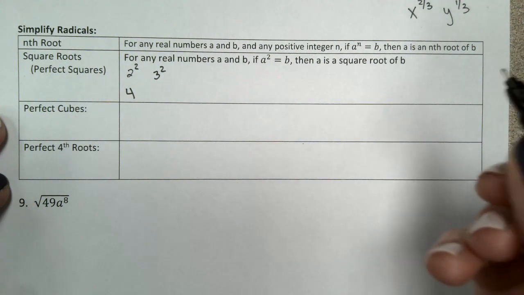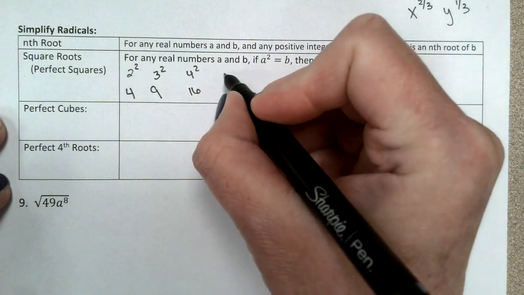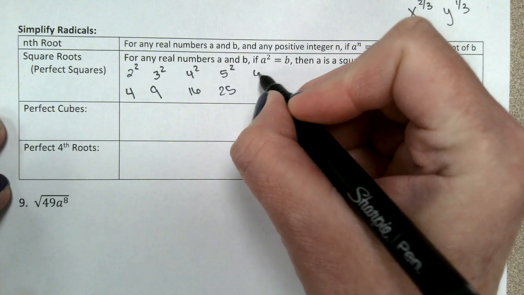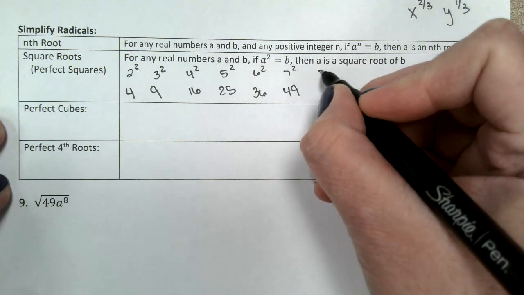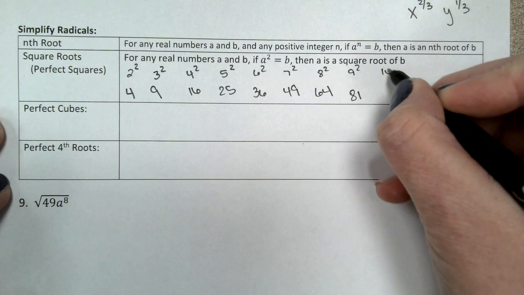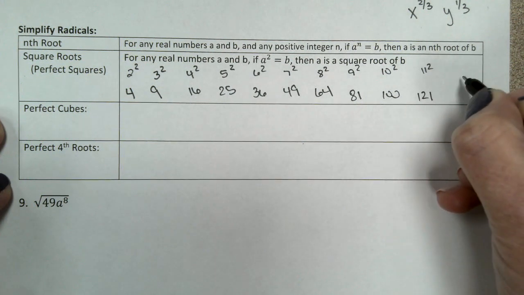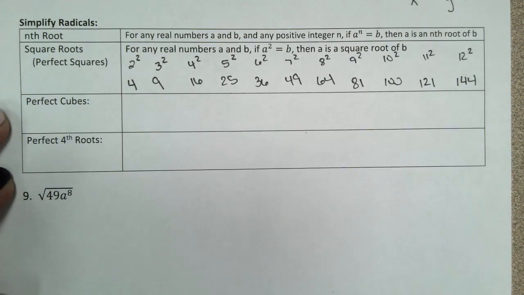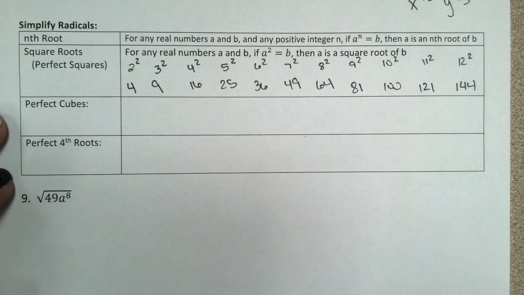You could just write them out and list them. So 3 squared is 9. 4 squared is 16. 5 squared is 25. 36. 49. 64. 81. 10 squared is 100. 11 squared is 121. And 12 squared is 144. So there's my first 12 perfect squares, which is a good idea to memorize.